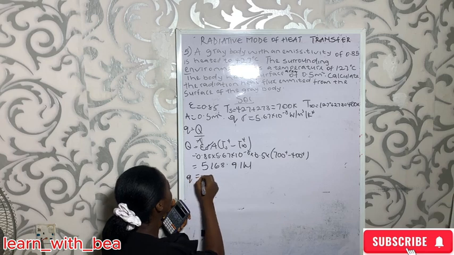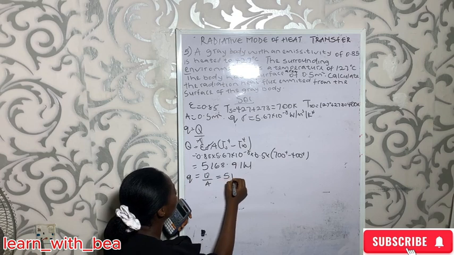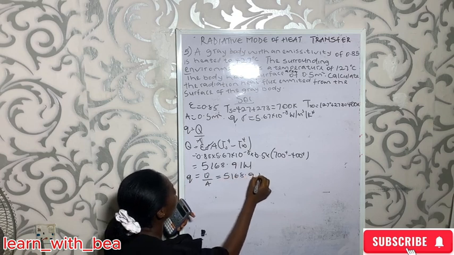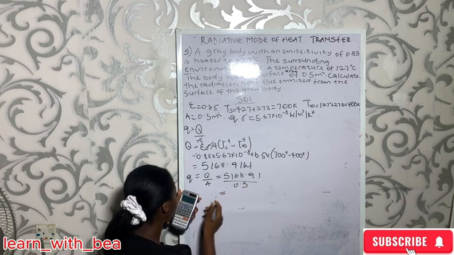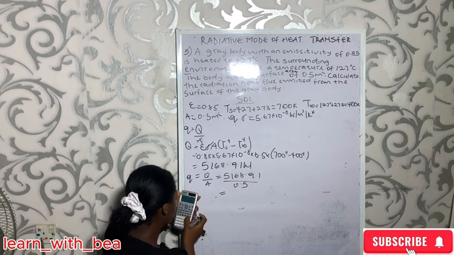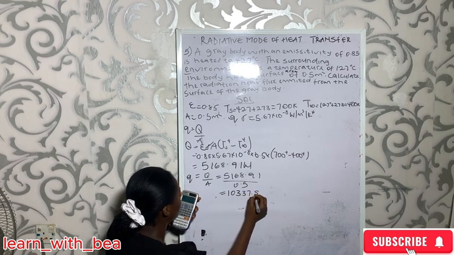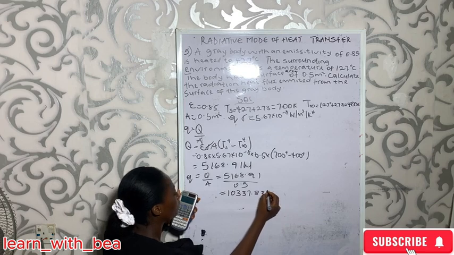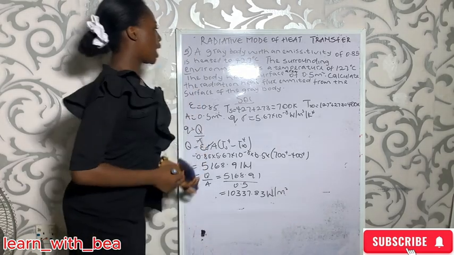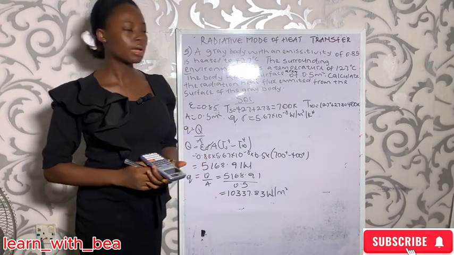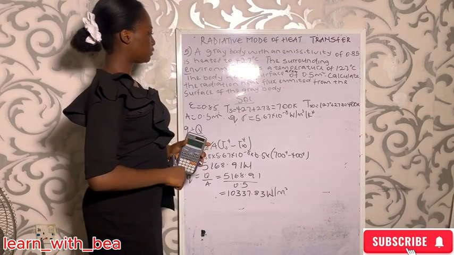Now calculate our heat flux. That's Q over A, that's 5168.9 divided by the area, 0.5. So this should be equal to 337.83 watts per square meter. And that is it on the radiative mode of heat transfer.